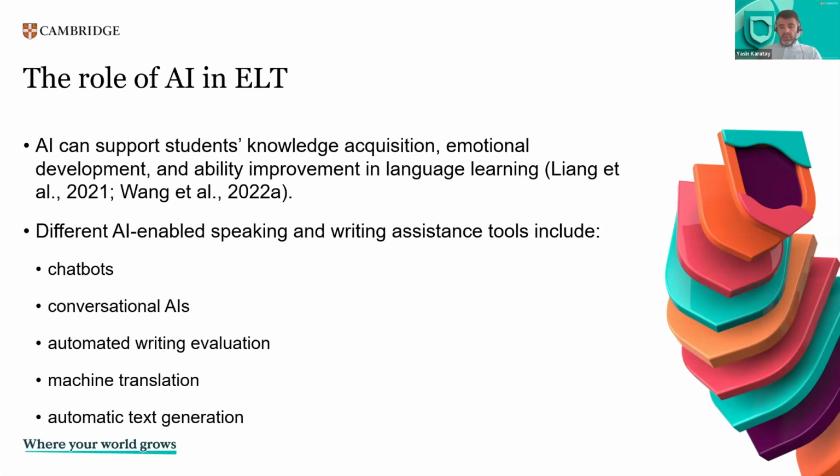And automated writing evaluation that provides immediate feedback on students' writing, highlighting areas of improvement and suggesting corrections. And machine translation, this helps students understand and compare languages. And this type of technology is actually getting better and better day by day, to be honest. And automatic text generation, this can produce text examples, exercises, or even entire learning materials specific to the needs of the classroom.